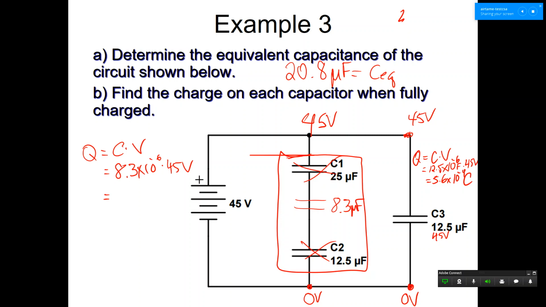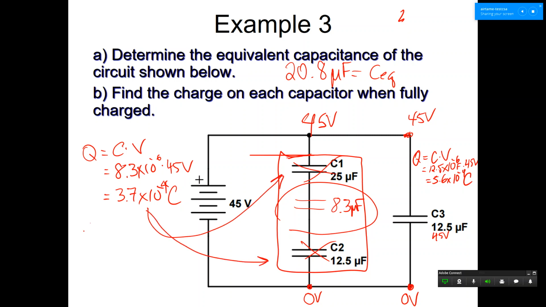Someone have an answer for this? What's the charge on this capacitor here? 8.3 times 10 to the negative 6 times 45. Negative 4 coulombs. All right. And since they're in series, you can say that that's the same charge for both of them, for C1 and C2.